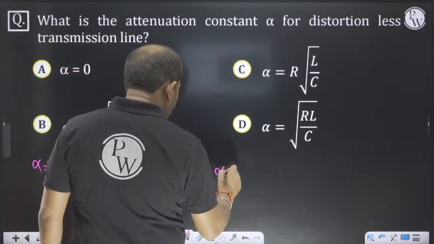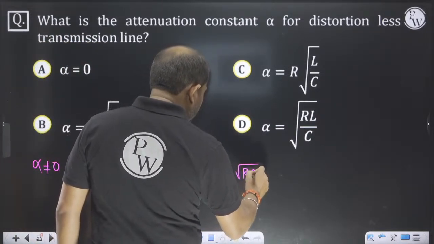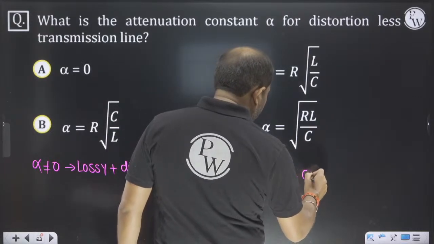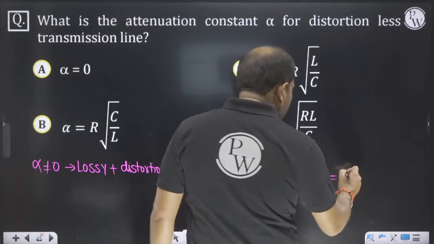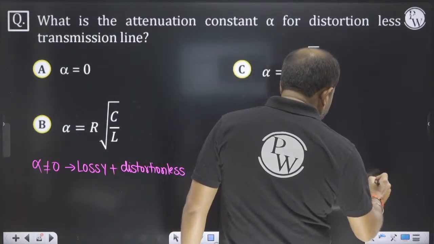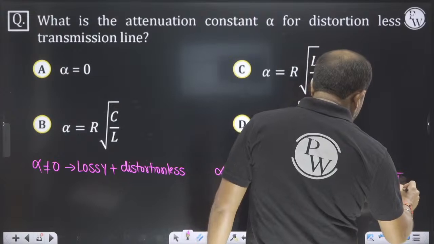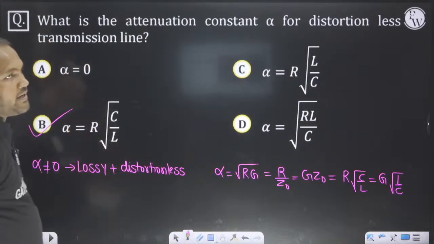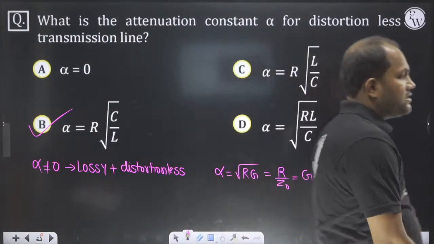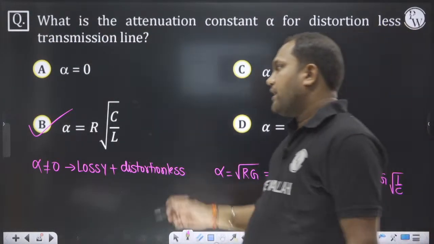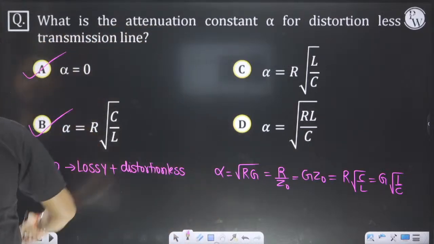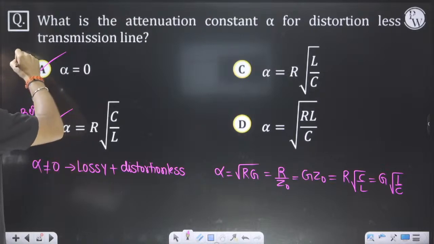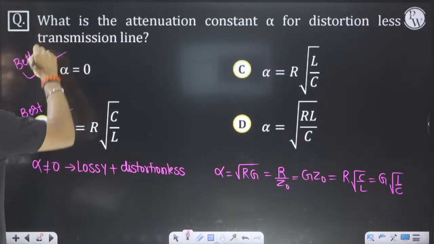So alpha is equal to under root R G, that is R by Z naught, G into Z naught, and second, R upon C by L, G into L by C. Then the formula will be R into C by L, under root C by L. So the answer will be C, B. A option is also correct. So this is best, this is better.